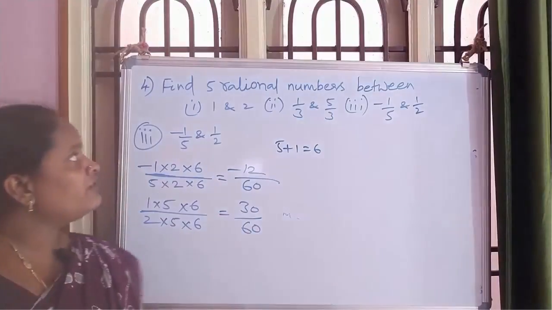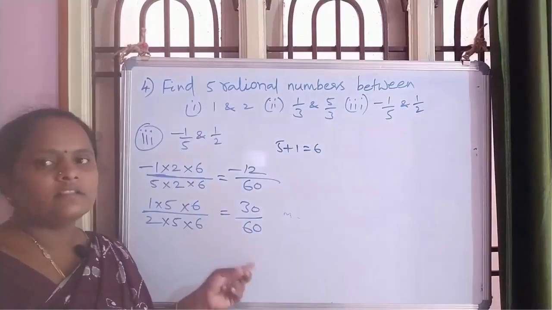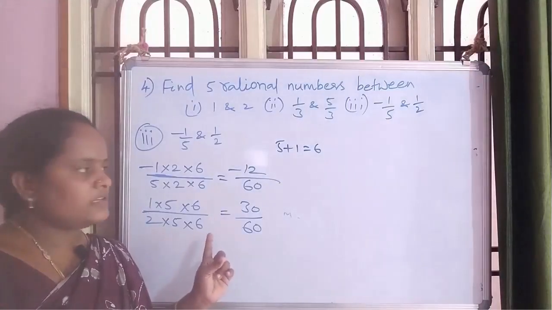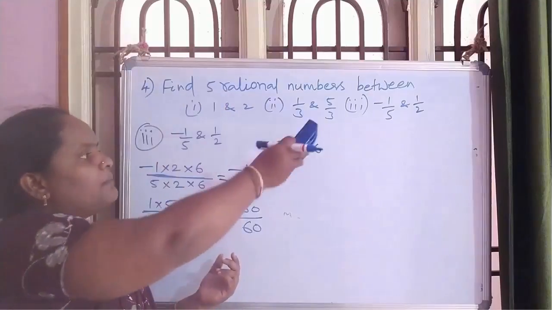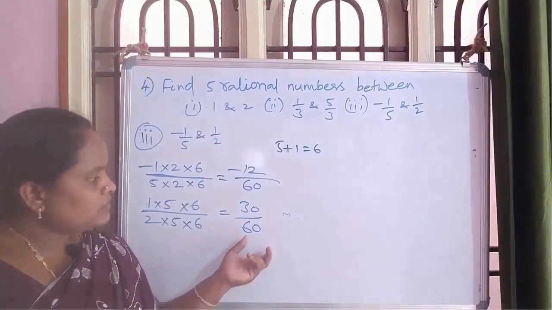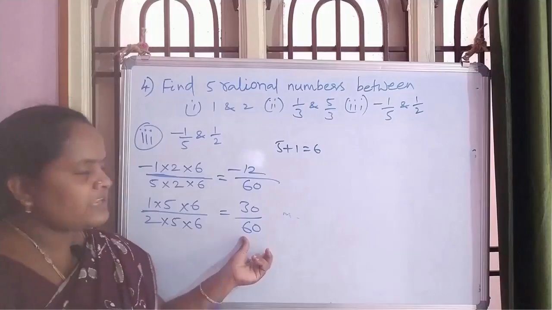So I will get 5 rational numbers in between these by using this step. That is, first step, get the LCM as the denominator. Then 5 rational numbers are asked, so multiply with 6 by 6. So here I can write 5 rational numbers.